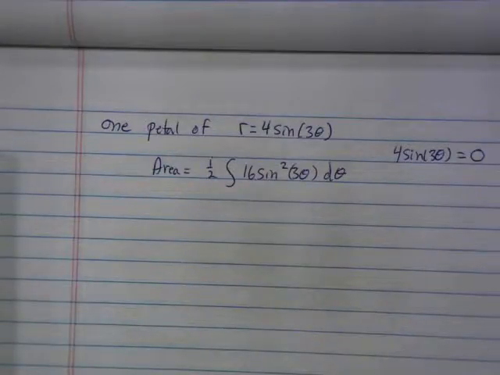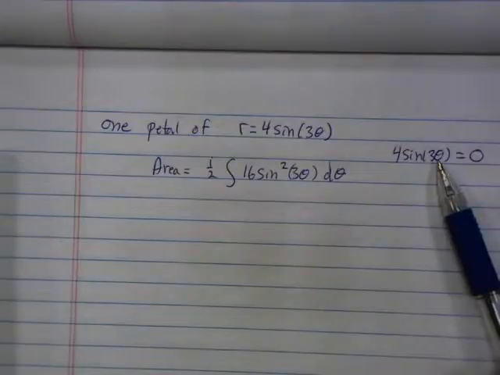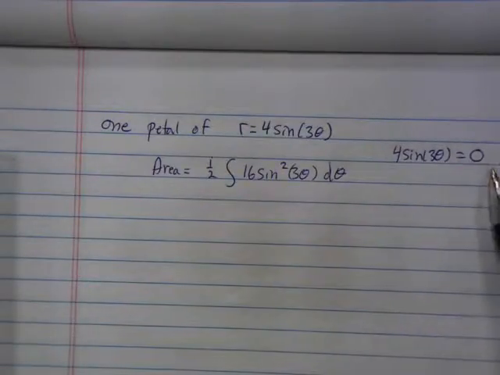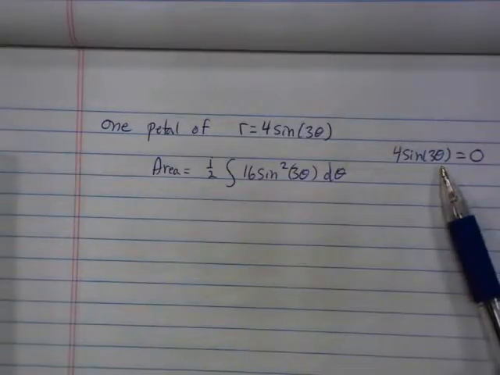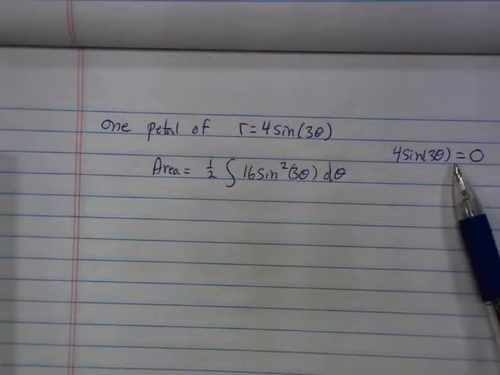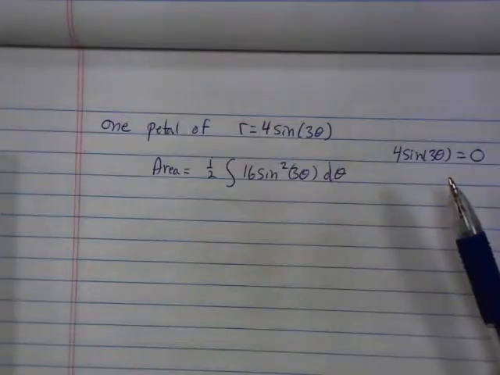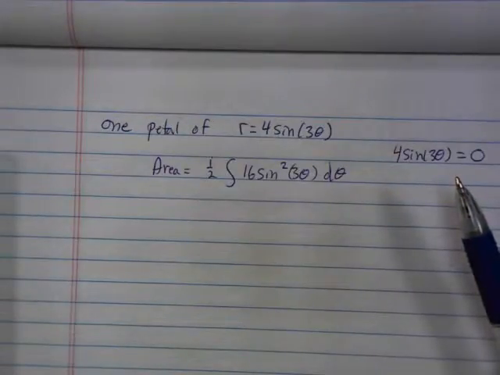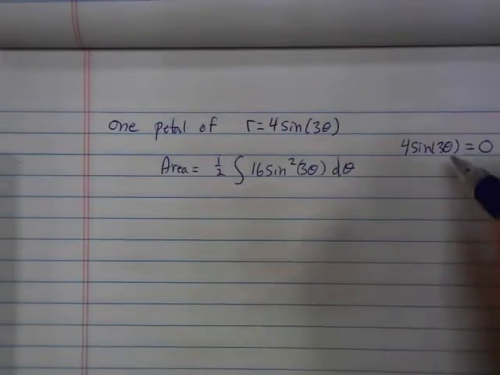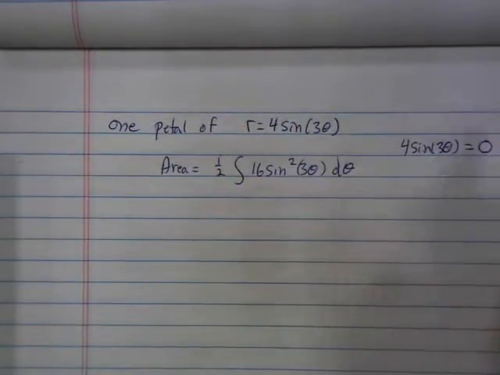So what values of theta can I plug in to make 4 sine of 3 theta equal to 0? Well, I can certainly plug in 0. What else? Pi over 3 would work. Why pi over 3? That would result in pi. So what you need to remember is, when does sine of something equal 0?